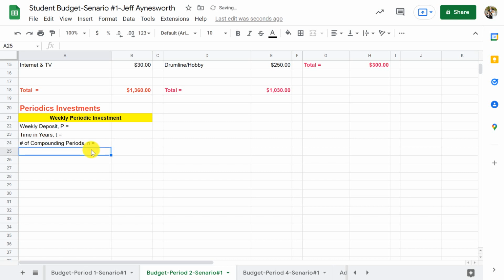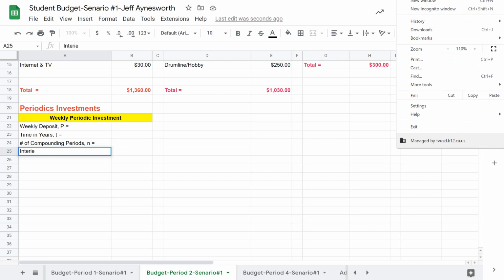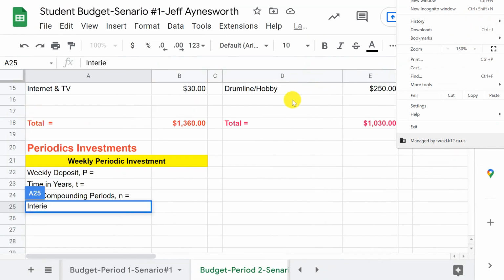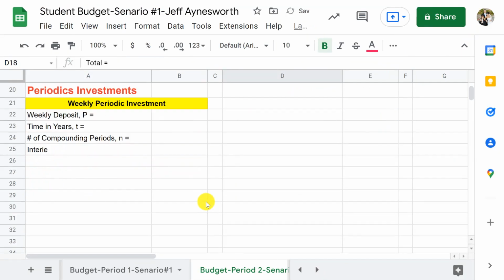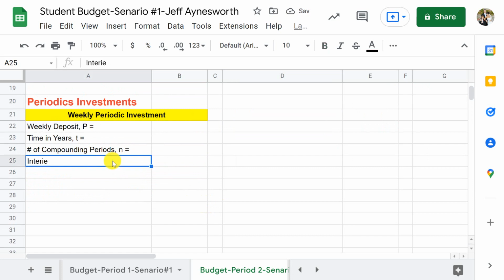And then the last thing we need to know is what's the interest rate of the investment, and that's determined by whatever your investment is. So when you start investing in mutual funds or 401ks or whatever, they'll tell you what the interest rate is. So interest rate, and that's R obviously. So R equals something. Okay, so let's put in the values here.